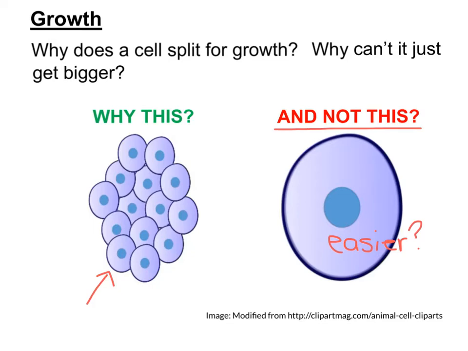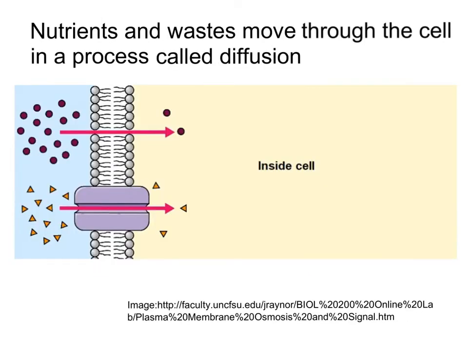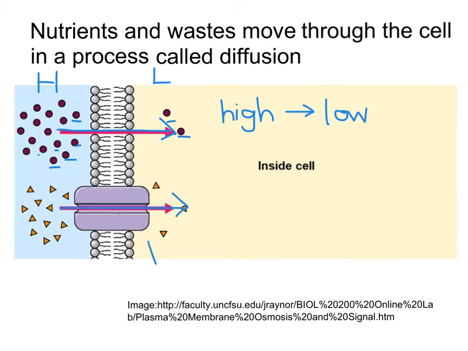Let's see. Nutrients and waste move through the cell in a process called diffusion. So we see all these nutrient particles outside of the cell. We know in diffusion, particles go from an area of high concentration to an area of low concentration. So outside the cell, we have a high concentration of nutrient particles. Inside the cell, there's a low concentration. So nutrients are going to go from the outside to the inside of the cell. And same thing at the bottom, although this one requires a protein to help it through, but it's the same process.